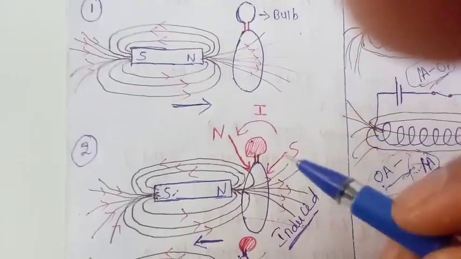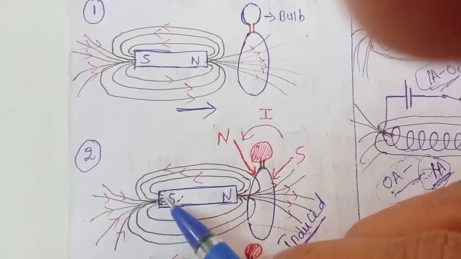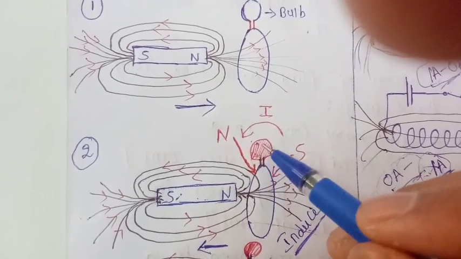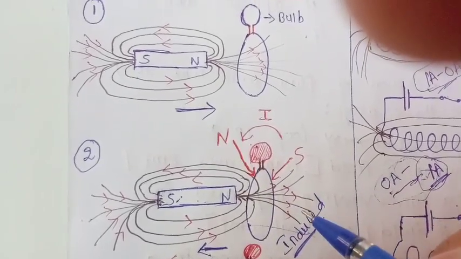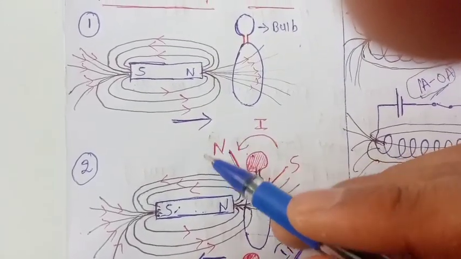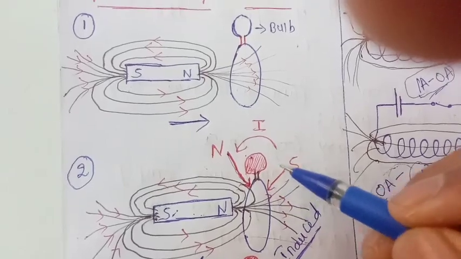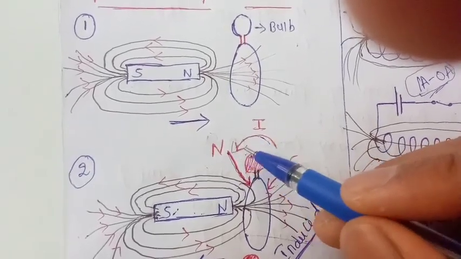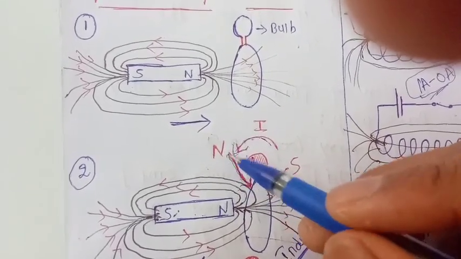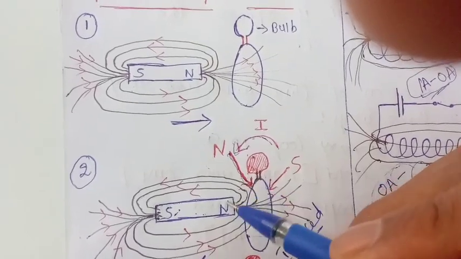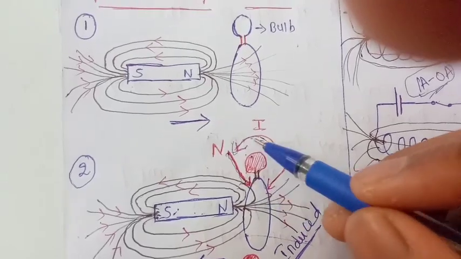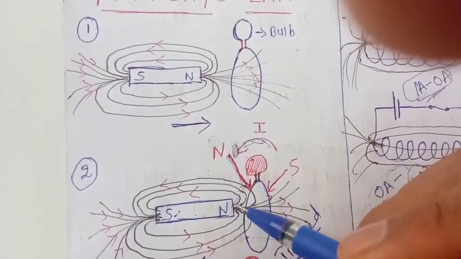Now coming back to this, when this magnet comes nearer to the coil, there is a flash of light. That means there is an induced voltage. This induced voltage will create this as a north pole and this as a south pole. Then the current will flow from south to north in this direction. See here, this is north and this is also north, so there is a repulsive force. That means this current is going to oppose the change in the magnetic flux here.